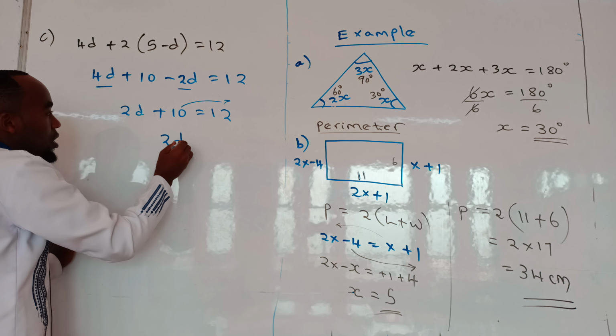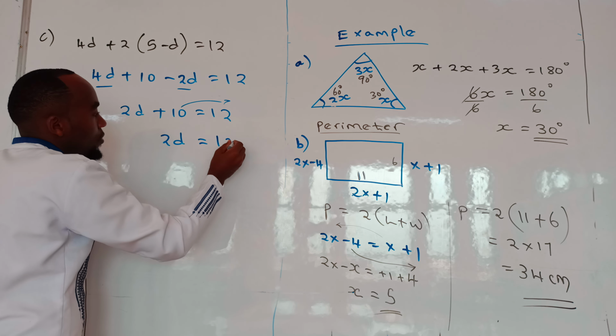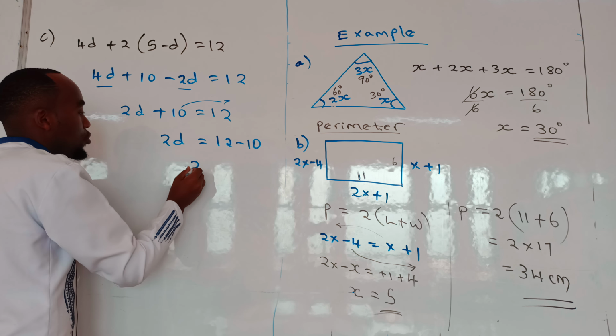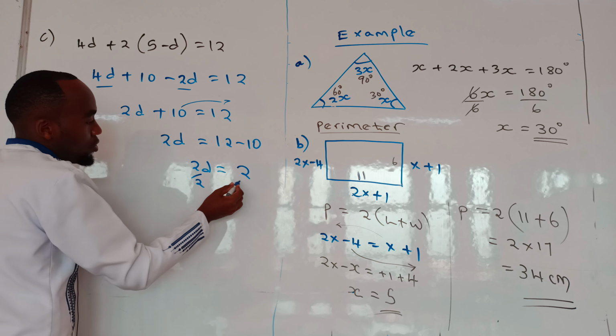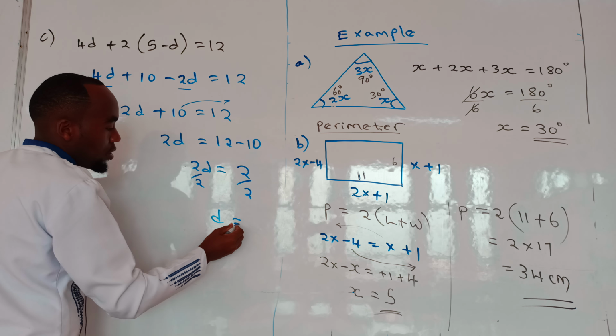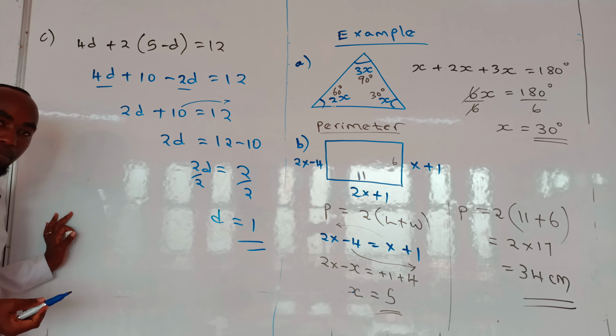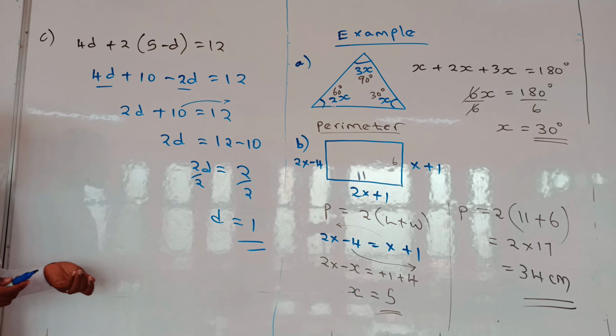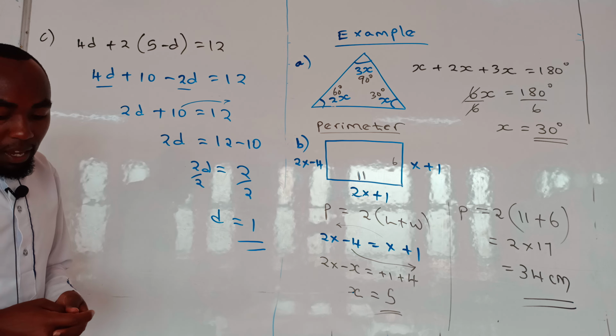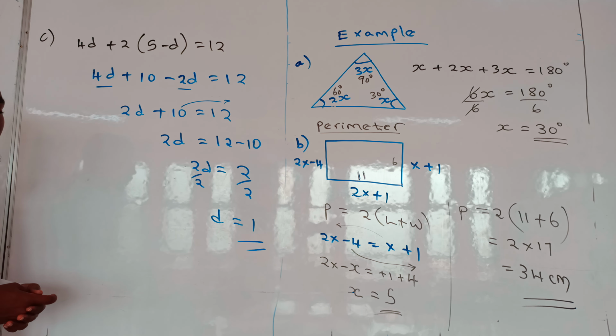Therefore, 2D will be equivalent to 12 minus 10. Therefore, 2D is equals to 12 minus 10, which is 2. Divide by 2, divide by 2, D is equals to 1. You get? Therefore, this is what we refer to as solving an algebraic equation.